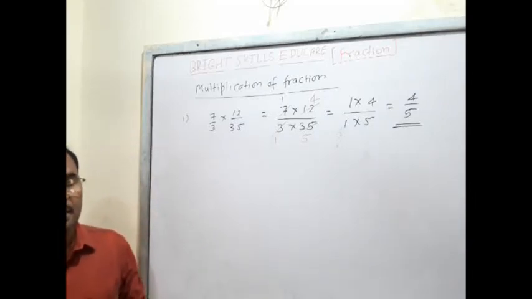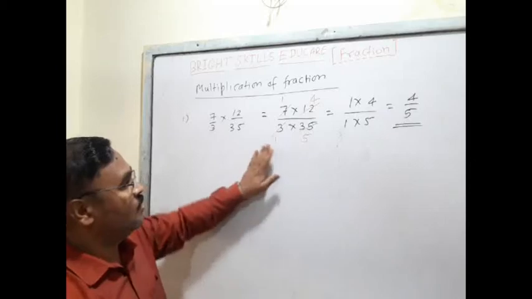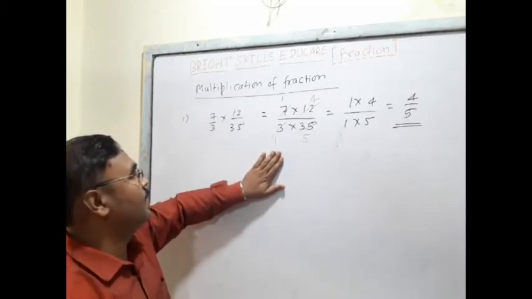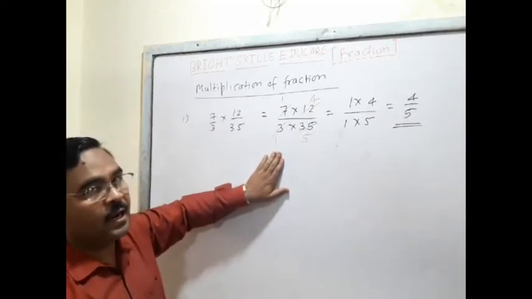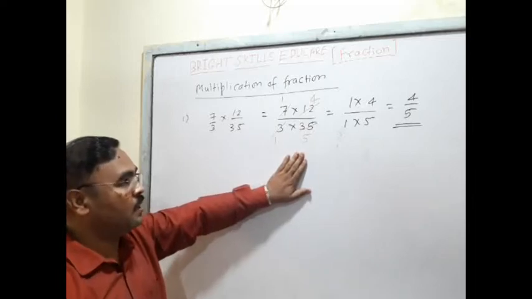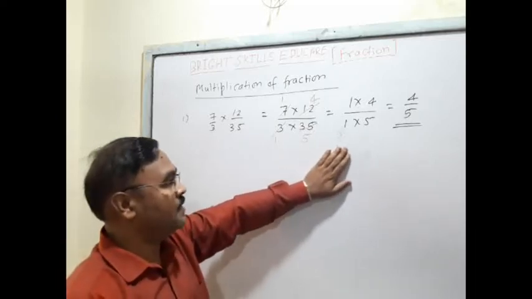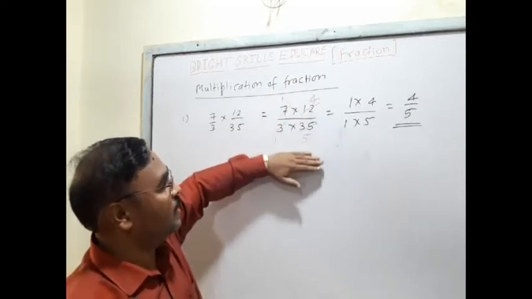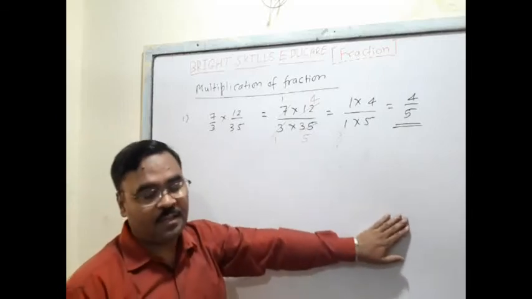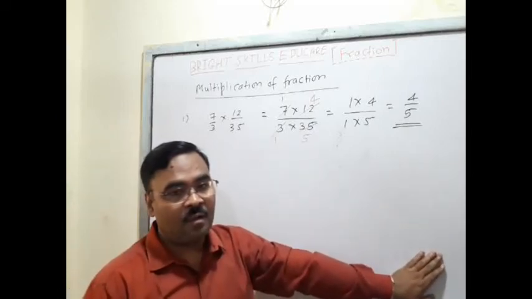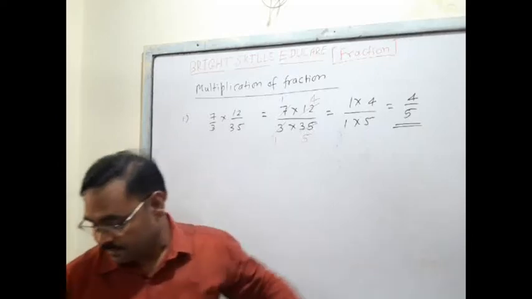Many students make mistakes. So this is a very important thing: multiply numerator with numerator and denominator with denominator. After that, if there is a cancellation between numerator and denominator, you can do it with a certain multiple.